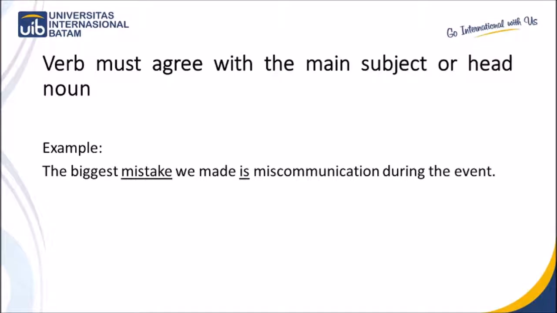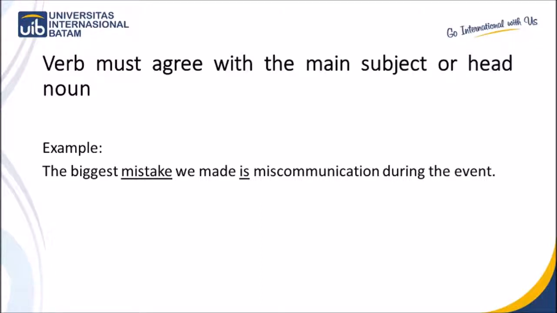And then the verb must agree with the main subject or head noun. Sometimes we will find a very long noun phrase. Therefore, we need to find the head noun. For example, the biggest mistake we made. The head noun there is mistake. Therefore, we can decide to use is as a verb because mistake in the sentence is a singular noun.